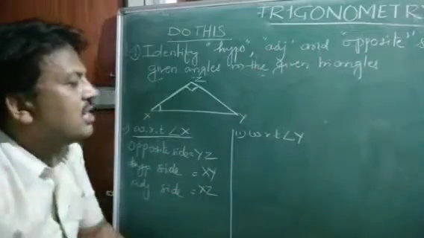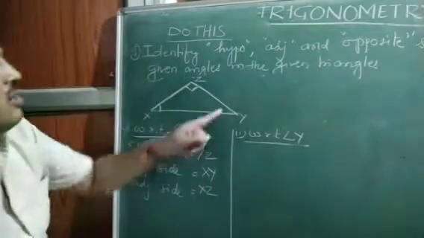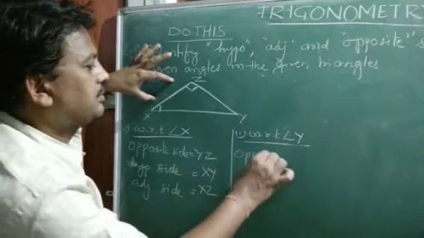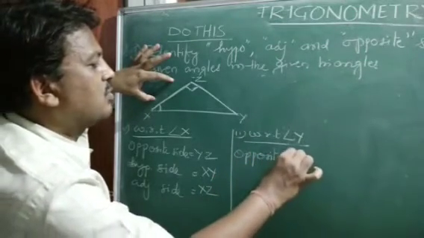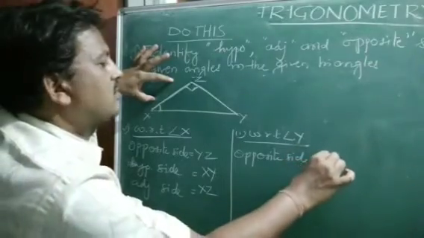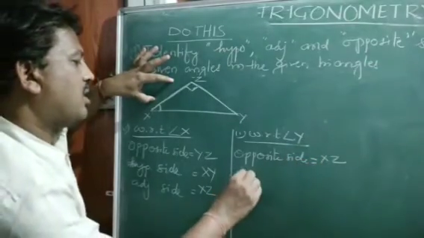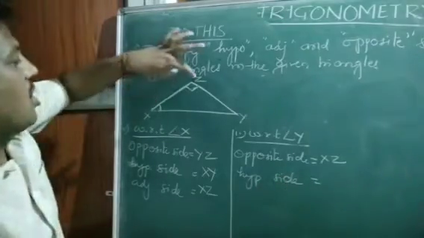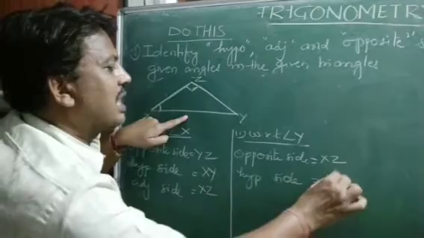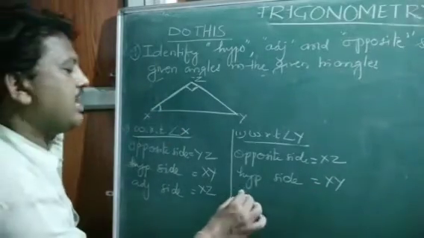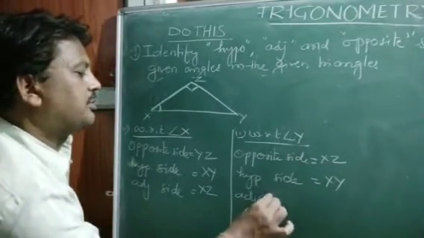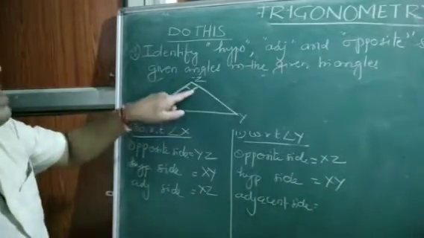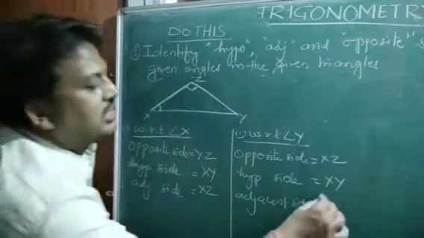And one more thing with respect to angle y. With respect to angle y, the opposite side is xz. The hypotenuse will be the same. The hypotenuse side is the longest side, opposite to 90, that is xy. It will not change. And the adjacent is the side between 90 and the required acute angle, that is yz.